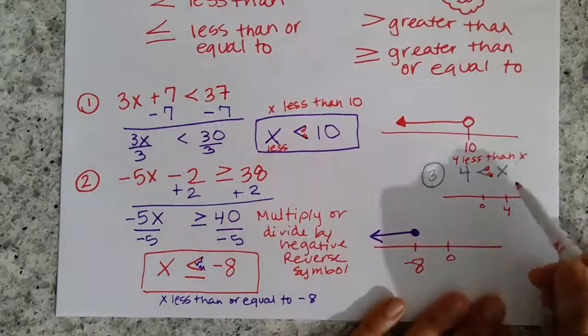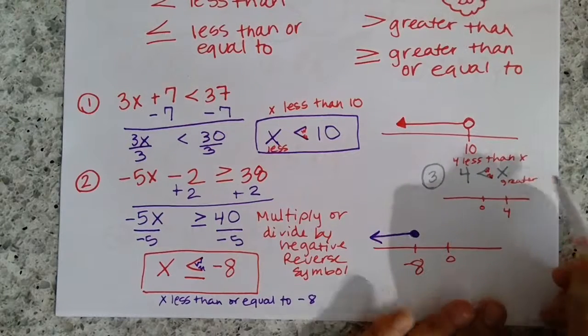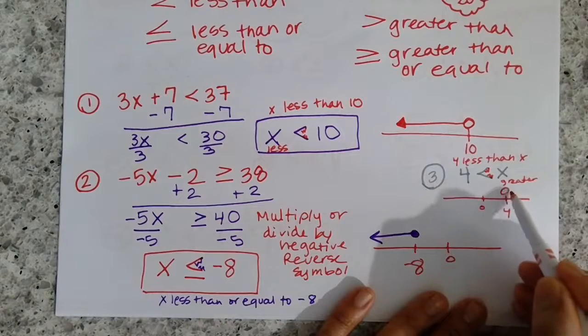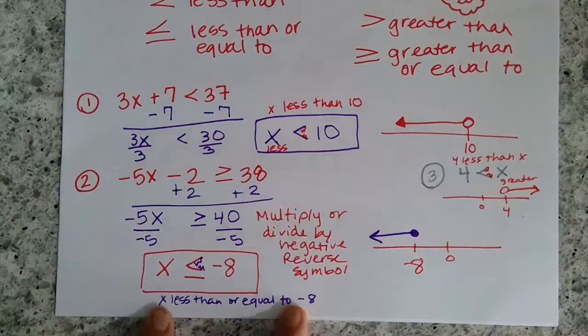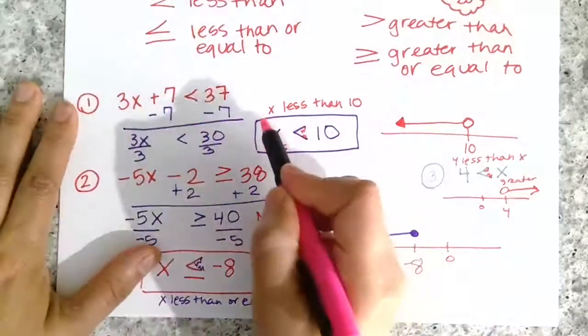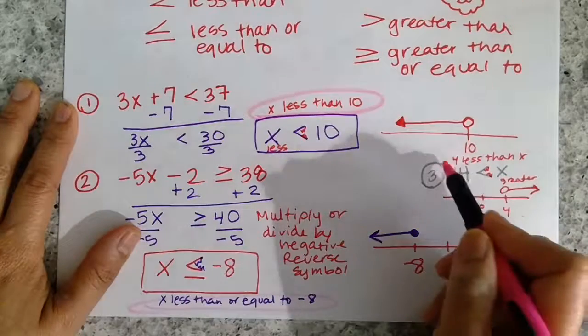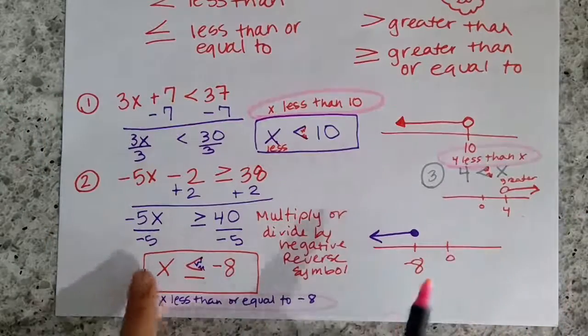Oh, it's eating the x. So that means that x is greater. Oh, if x is greater, that means open circle and shade this way. So yes, you can read it the same way all the time. How these signs are, x is less than 10, x is less than or equal to -8, 4 less than x. But when you go to the shading is dependent on the x.